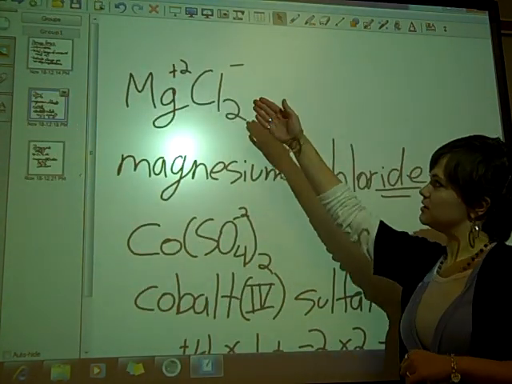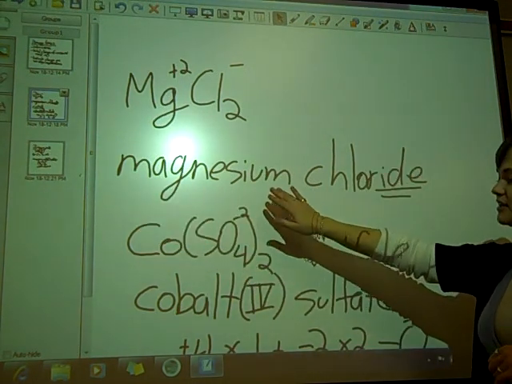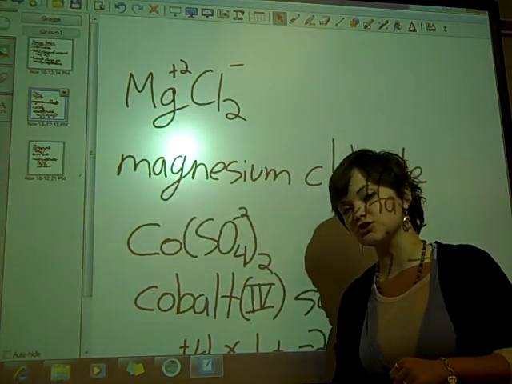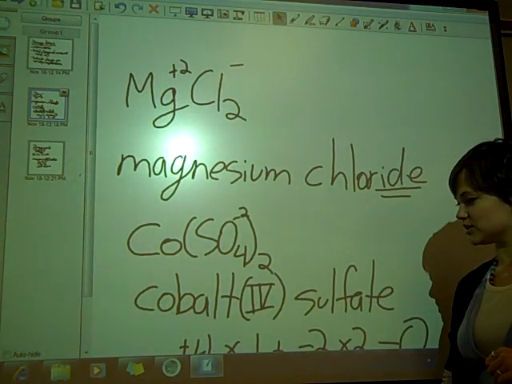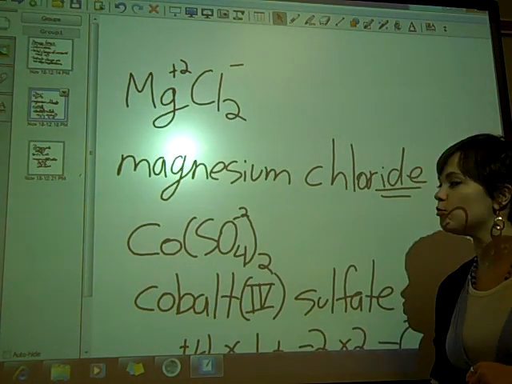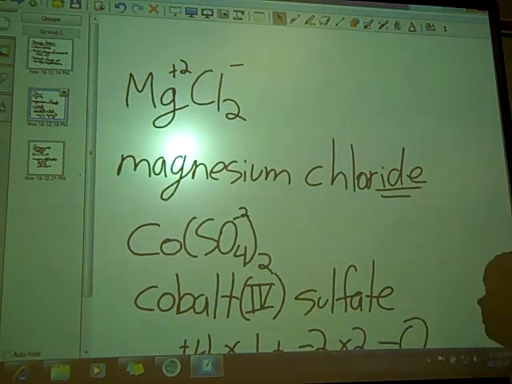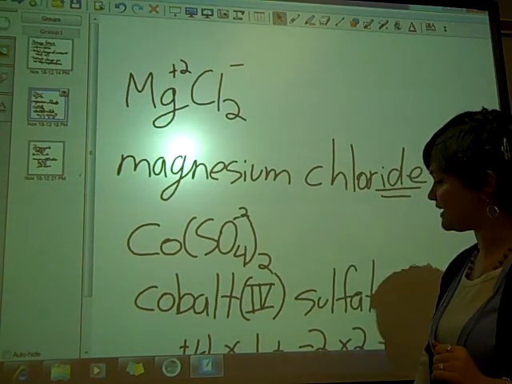When going from symbols to name, again, name the cation. If there is more than one possible charge for the cation, make sure you indicate that charge in parentheses, followed by your anion. There can be no parentheses or charge indicated on the anion. It is only ever indicated on the cation.